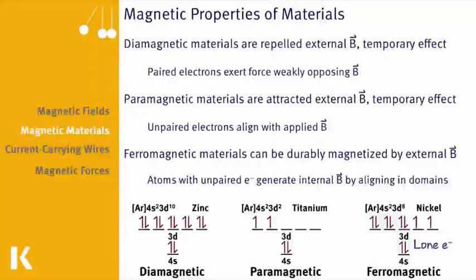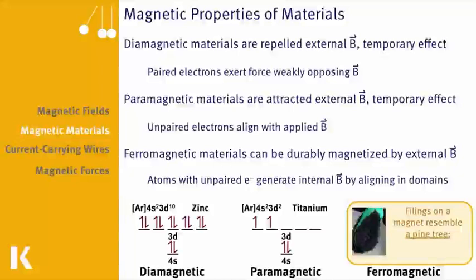Now, this is true of a limited number of materials, and these are the materials we typically think of when we're thinking of magnets. To remember which ones they are, you can remember that iron filings on a magnet resemble a pine tree, and pine trees are conifers. And the three major ferromagnetic materials are cobalt, nickel, and iron, Fe being the atomic symbol for iron.